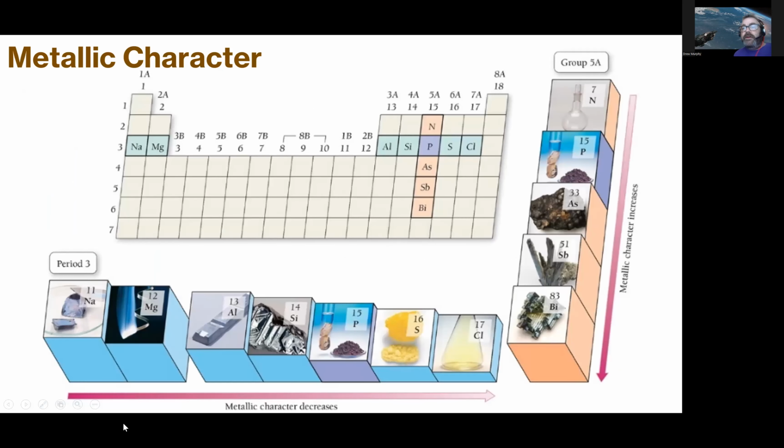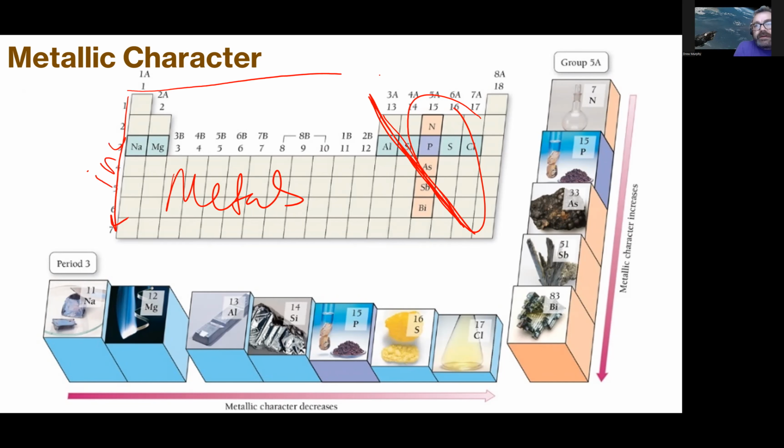Lastly, let's talk about metallic character. You already know this. We just have to point out that it's an actual trend across the periodic table. Remember, metals are over here, non-metals are over here, and the metalloids are in the middle. Metallic character is how much like a metal something is. It increases down a group and decreases across the period.